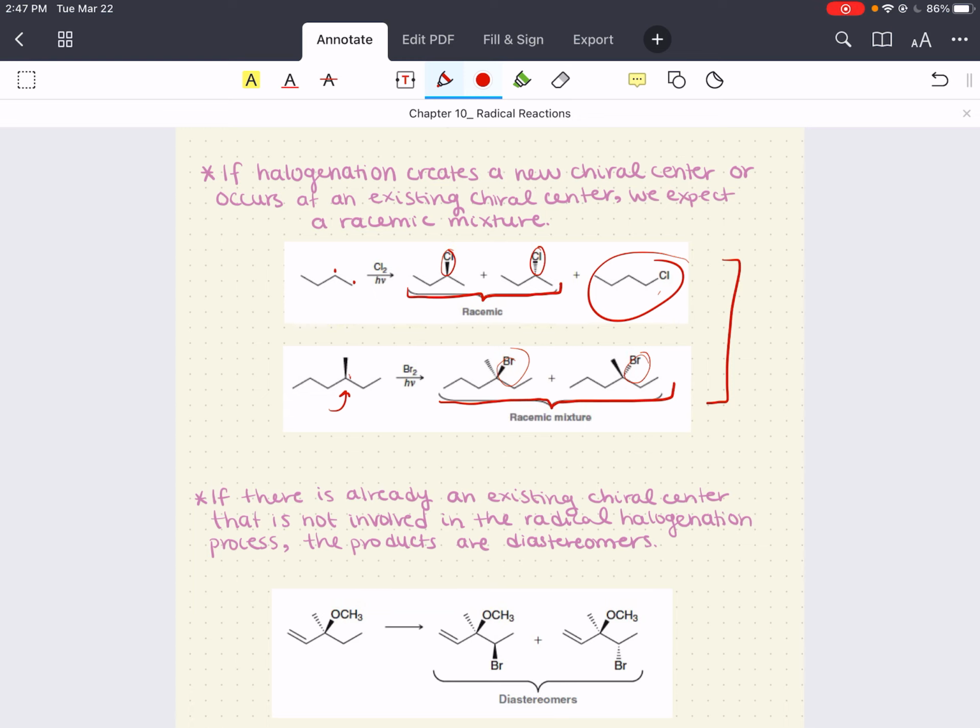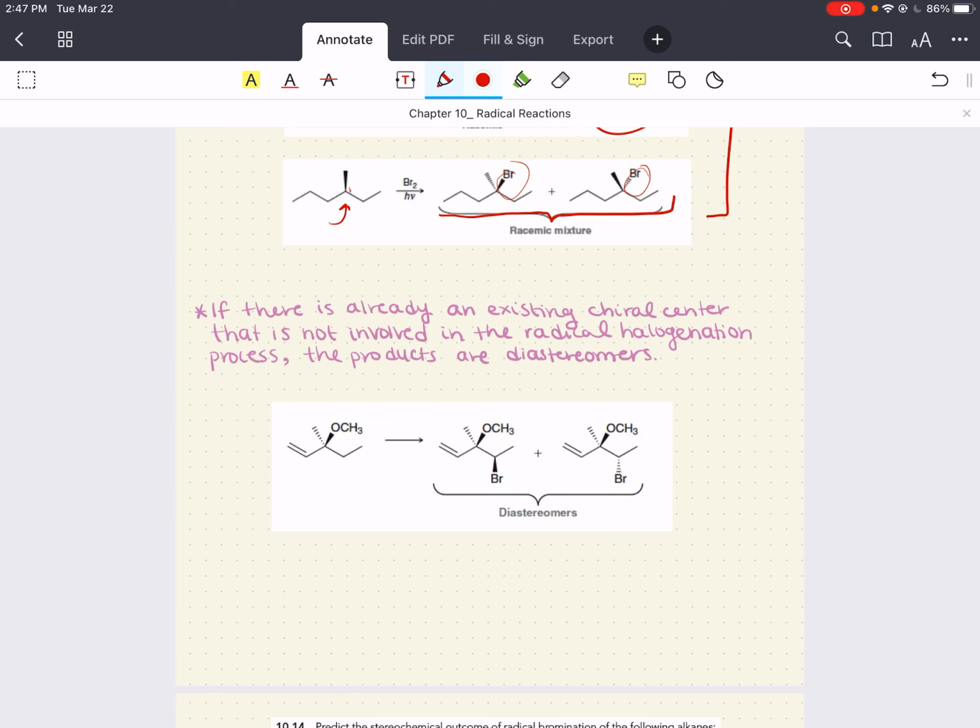All right. Now, if there is already an existing chiral center that is not involved in the radical halogenation, so it's another site on the molecule that is a chiral center, the products are going to be called diastereomers. All right. So you're going to do radical halogenation at this site because it has a hydrogen here.